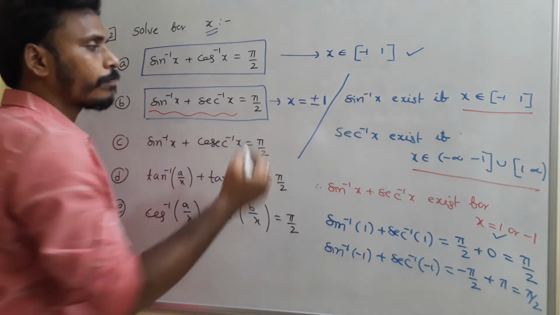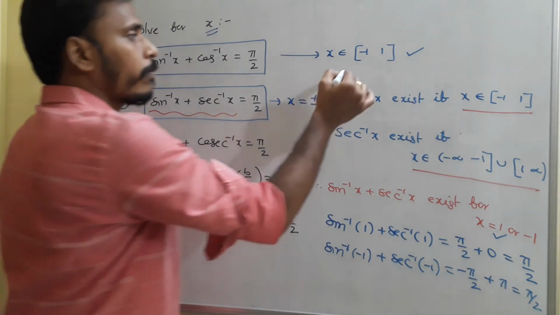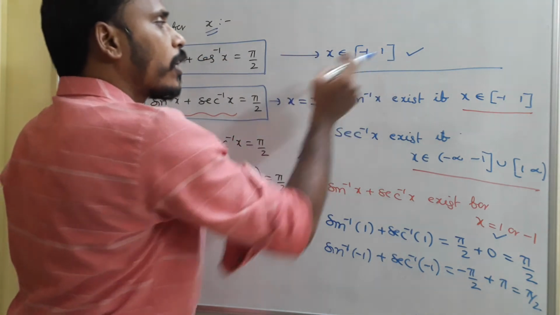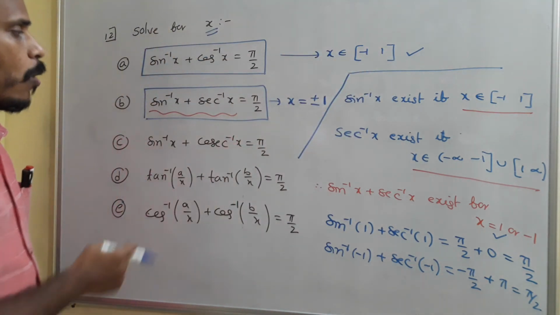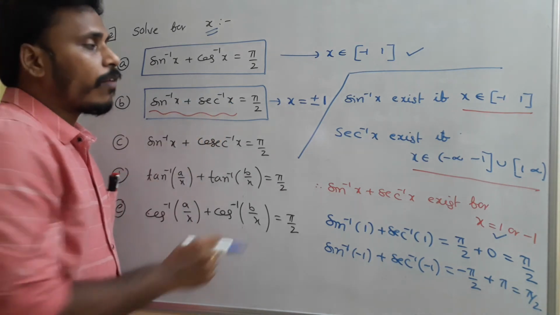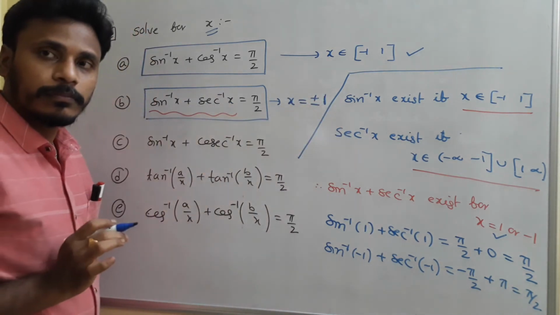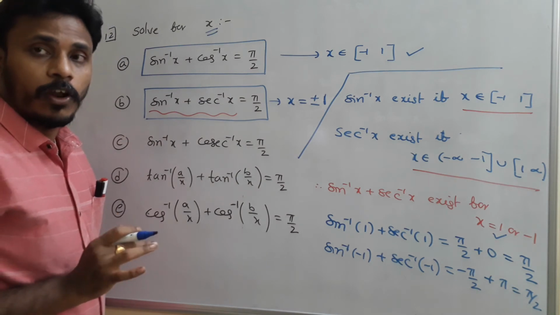Okay, just have a look. For the first problem, the values of x are the closed interval minus 1 to 1, whereas for the second problem, the values of x are just plus or minus 1. I think it is clear for all of you.